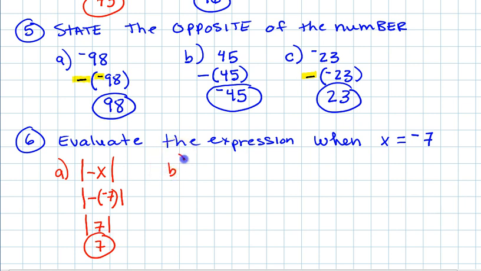Problem B. I have the absolute value of the variable x plus 4. Again, I substitute the absolute value of -7 plus 4. Remember, I start by solving what's inside the grouping symbols. So the absolute value of -7 is 7, because that's its distance from 0, plus 4 gives me 11.